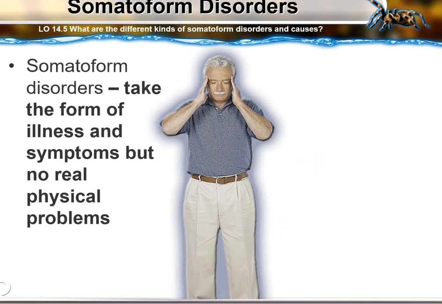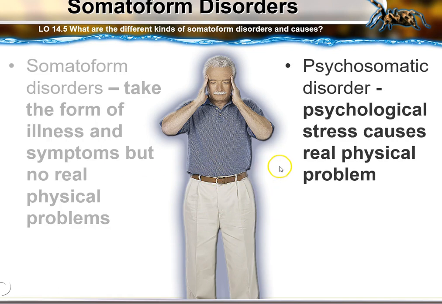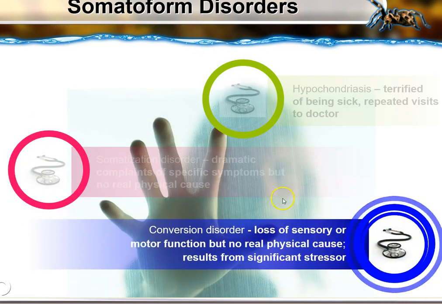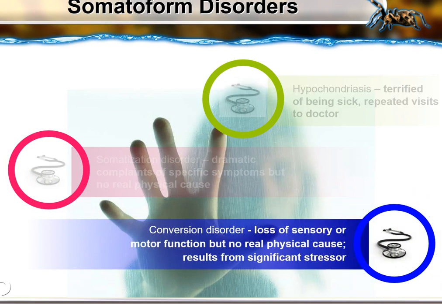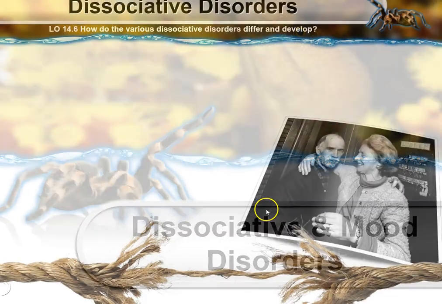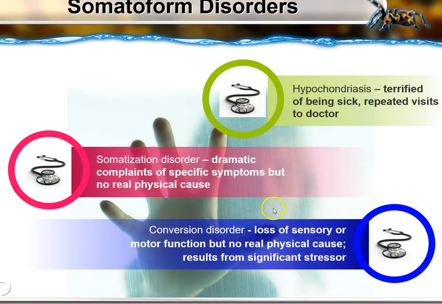Somatoform disorders take the form of illness symptoms, but there's no real physical problems. They're a cousin to psychosomatic disorders and hypochondriasis. So you might have heard someone being referred to as a hypochondriac. Well, this is all kind of in the same category of somatoform disorders. So somatization, hypochondriasis, and conversion disorder.